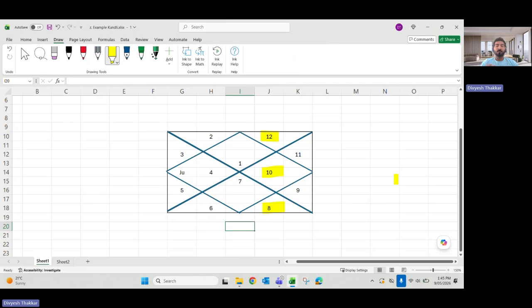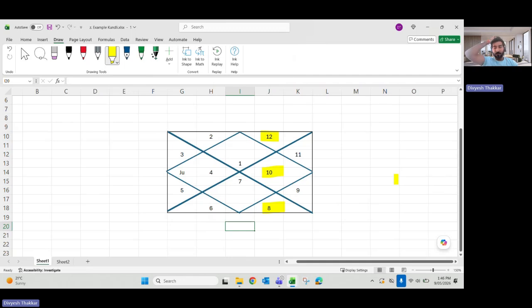Now, because Jupiter is transiting through the fourth house, you'll definitely see an improvement in all the aspects that I've just mentioned. So obviously you'll see your relationship growing with your mother. If you're thinking to buy a property, it's a very good sign that this might be the year for you.